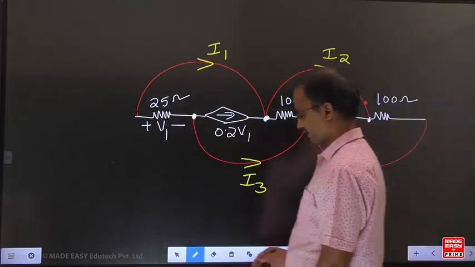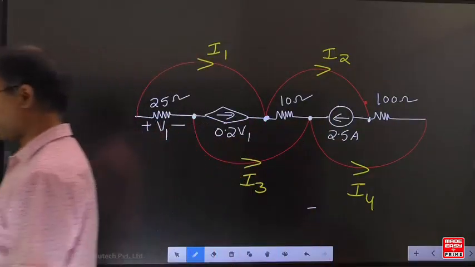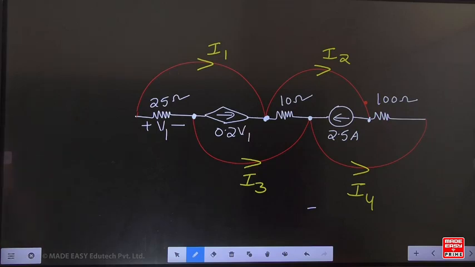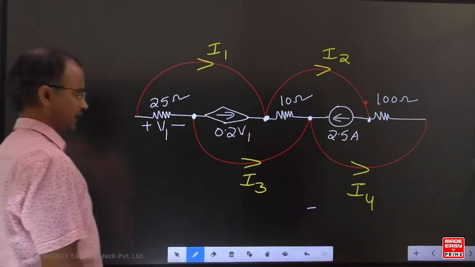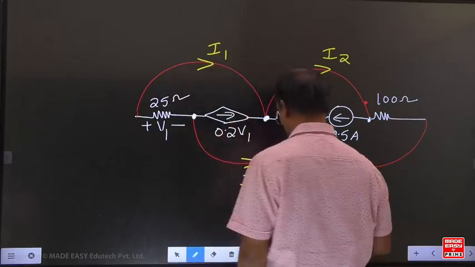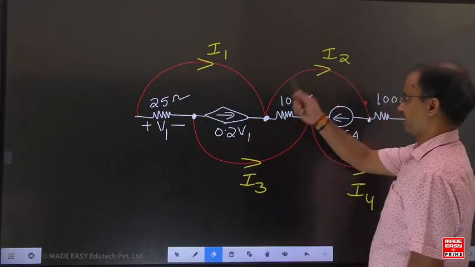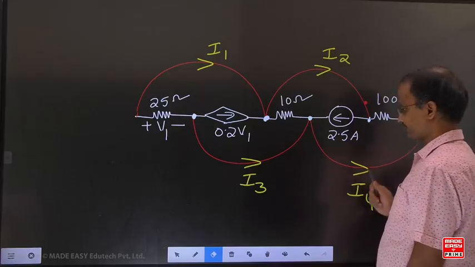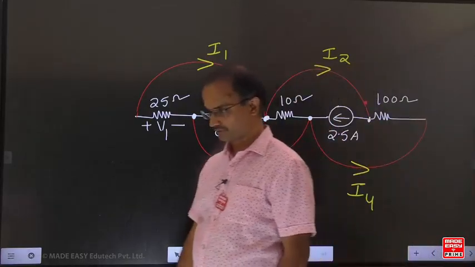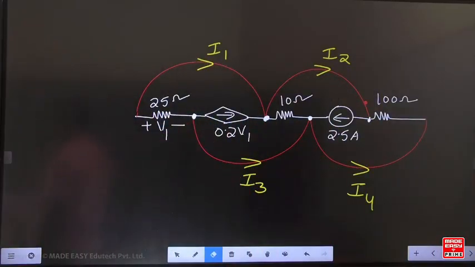Okay. Find I1, I2, I3 and I4 of the network shown. Think a little, then afterwards I'll explain. Think once, how can you say the answer?